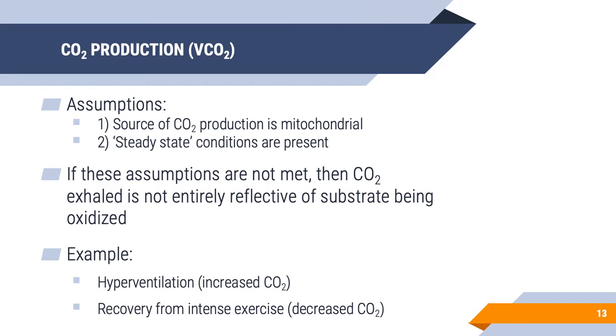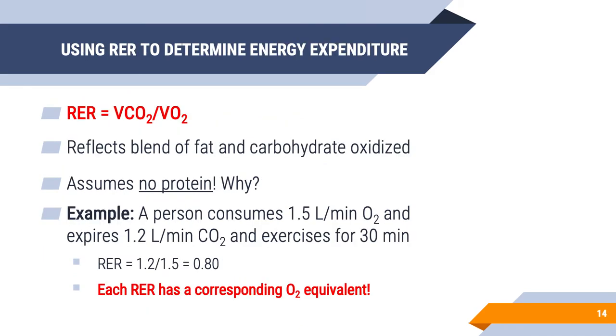If these assumptions are not met, then we can assume that the CO2 exhaled is not reflecting substrate oxidation. Examples of scenarios where you would have changing CO2 values that are not steady state would be, one, hyperventilation, so increasing our breathing rate, we're increasing the CO2 production, or recovering from intense exercise where CO2 production would be decreasing over time. But again, how do we use that CO2 to actually calculate something meaningful for energy expenditure?